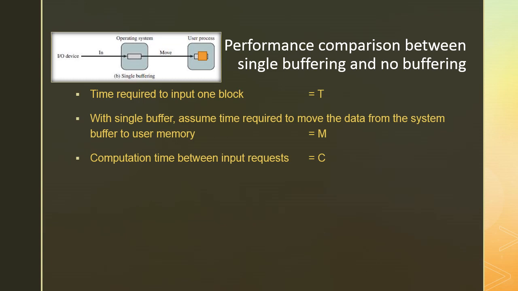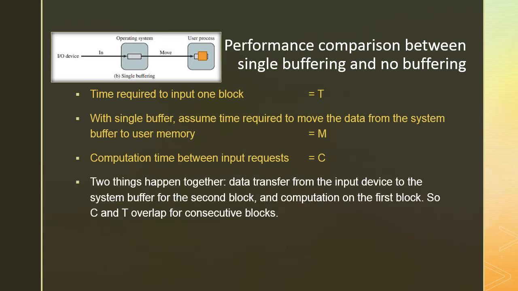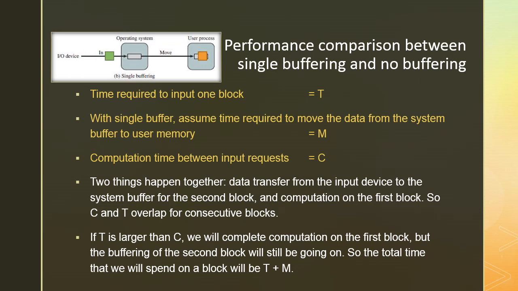After the first block is in the user space, two things happen together: data transfer from the input device to the system buffer for the second block, and computation on the first block. So C and T overlap for consecutive blocks. If T is larger than C, we will complete computation on the first block, but the buffering of the second block will still be going on. So the total time that we will spend on a block will be T plus M.